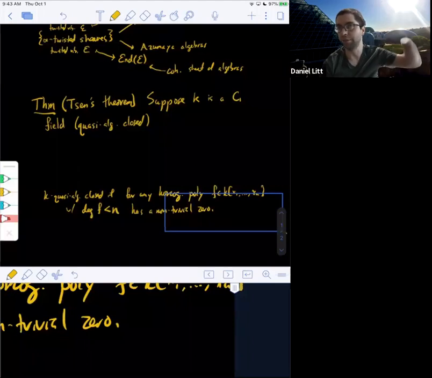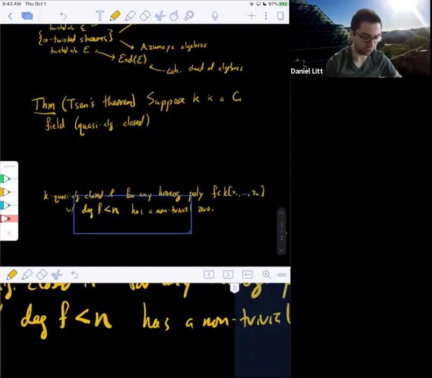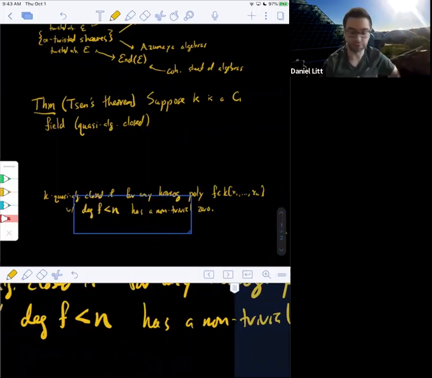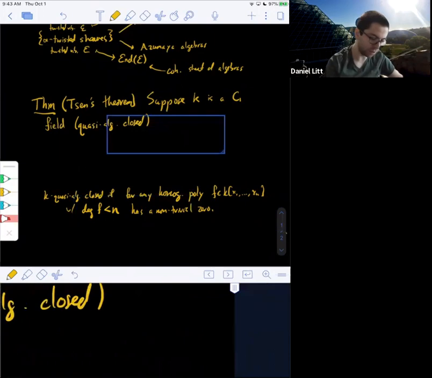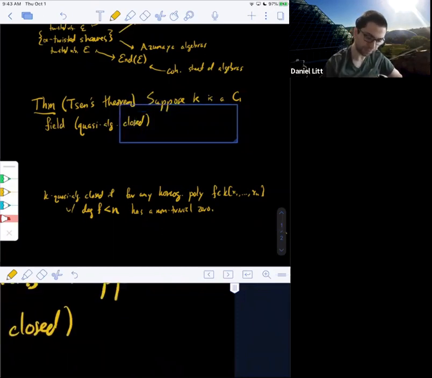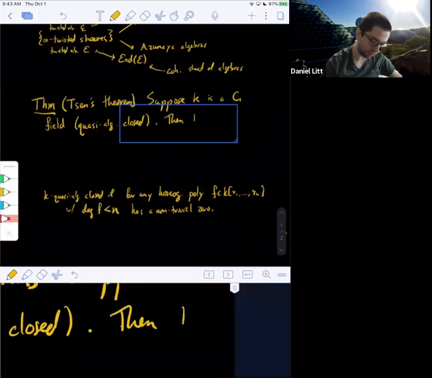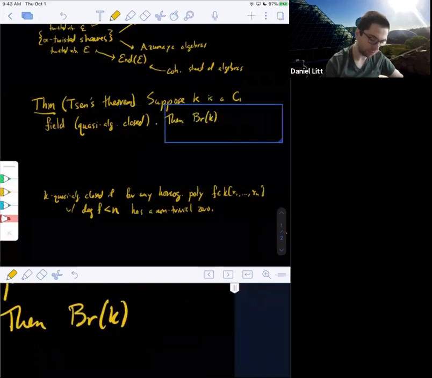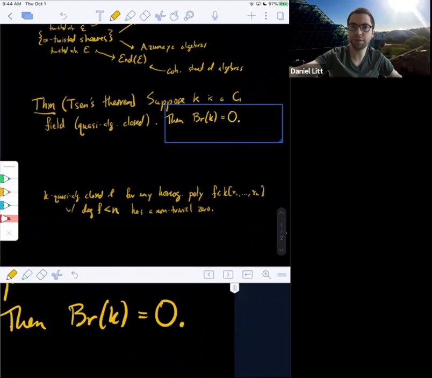And there's a notion of a Cm field where you require, instead of the degree being less than n, the degree to the m to be less than n. So that's a Cm field. Okay, so what's the theorem? Suppose you have a C1 field, that means that any homogeneous polynomial of low degree has a non-trivial zero, or equivalently a quasi-algebraically closed field, those are the same thing. Then the theorem is that the Brauer group of K is 0. All right, are there any questions about the statement?